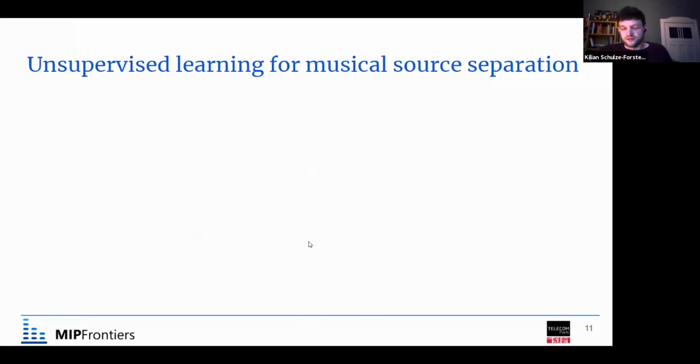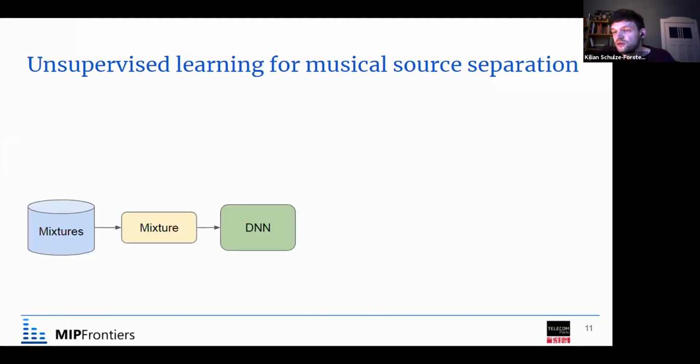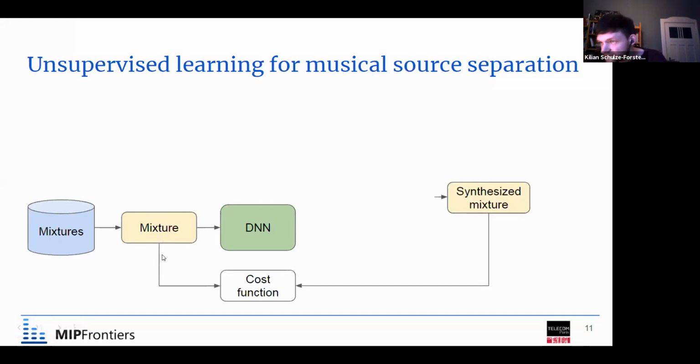Yes. So now I would like to talk about the second part, which is unsupervised learning for musical source separation, where in our database we just have mixtures and we don't have the ground truth signals anymore. So our neural network we want to train for source separation gets just a mixture. And our strategy will be somehow to resynthesize this mixture signal so that we can compare it to the true mixture and accordingly update our neural network.